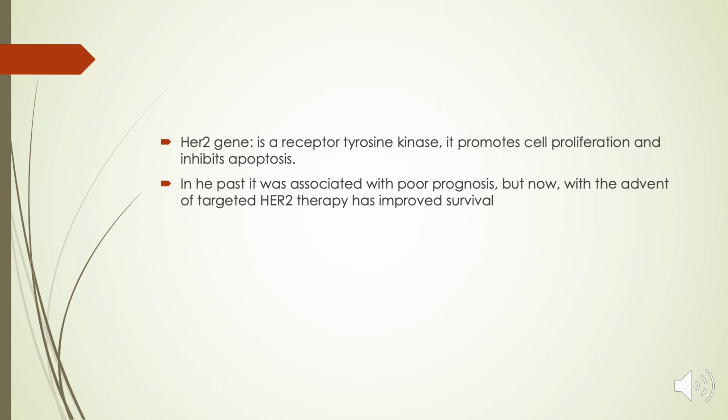Another important gene is the HER2 gene, which is a receptor tyrosine kinase. It promotes cell proliferation and inhibits apoptosis. It is vital for each breast cancer case to examine the presence or absence of HER2. In the past, HER2 positivity was associated with poor prognosis, but now, with the advent of targeted HER2 therapy, the survival has improved. The targeted therapy is a specific antibody that targets the HER2 tyrosine kinase, thus inhibiting its activity and resulting in increased response of the tumor to treatment.